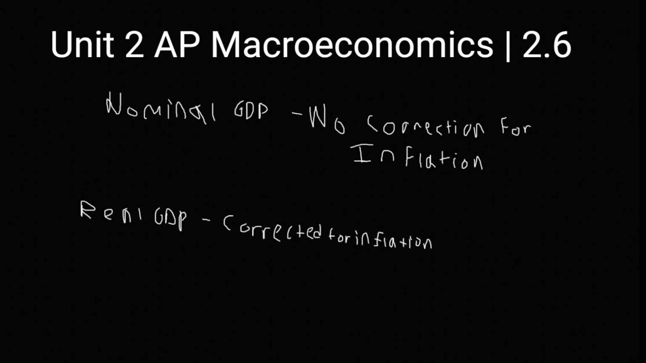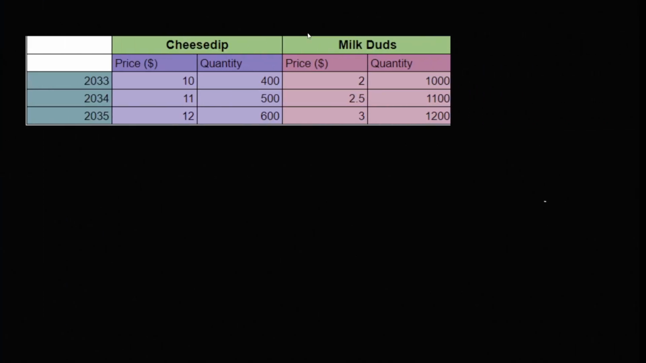Now let's work out an example. Over here we have an apocalypse. It's the end of the world. We have only two goods left in our economy: cheese dip and milk duds. It is the year 2035 now, and we want to see how inflation has changed, and basically measure this inflation.